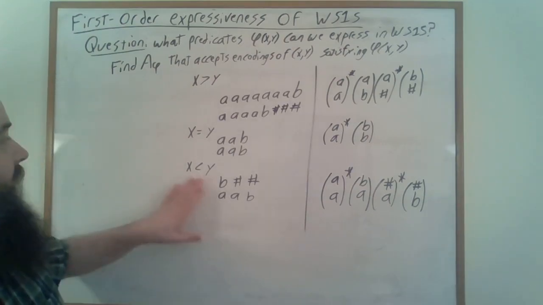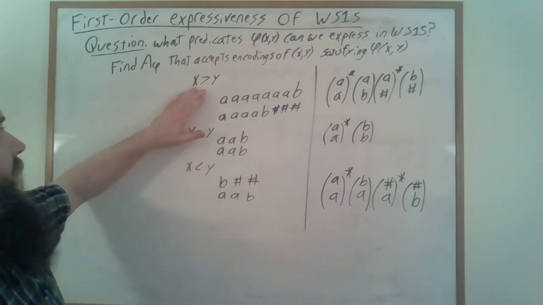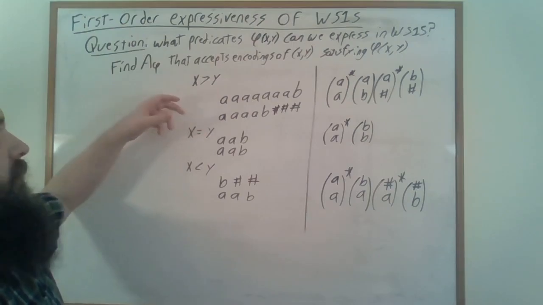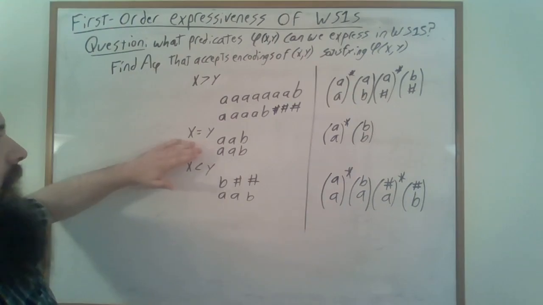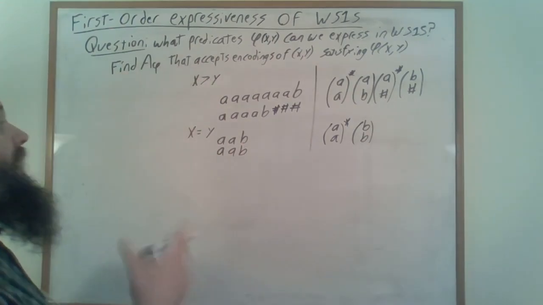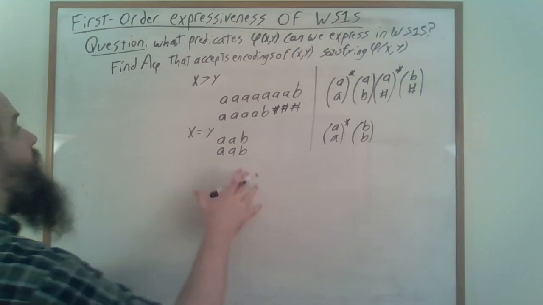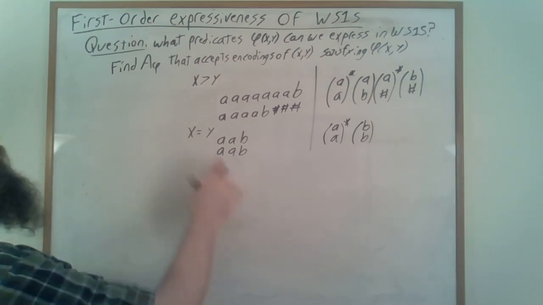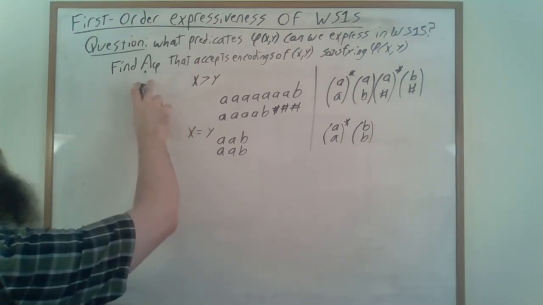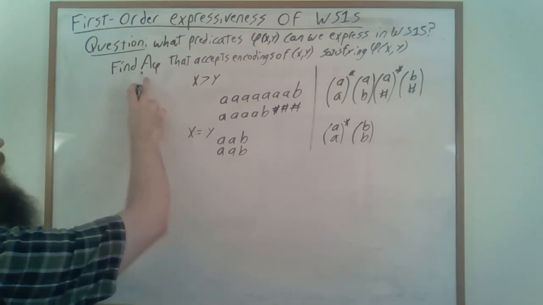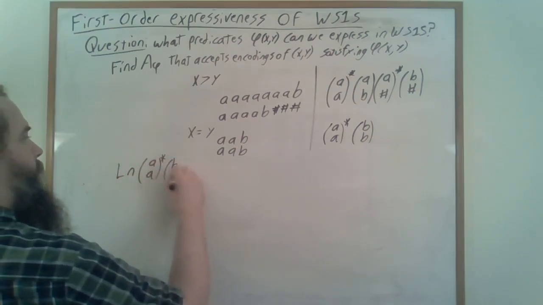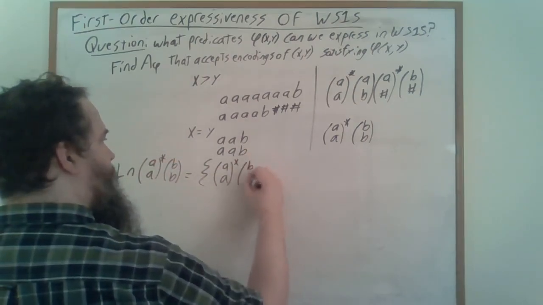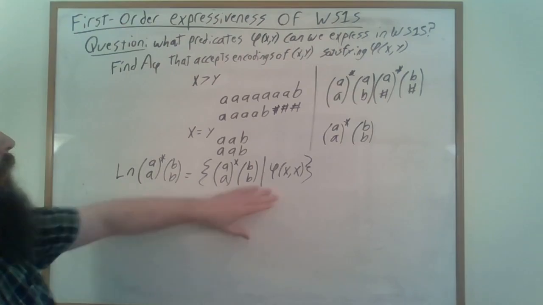The case when x is less than y is exactly like the case where x is greater than y. The variables have just been switched. But actually, let's start with the case where x is equal to y. We can isolate this case specifically by taking the language that our automaton accepts, let's call that language L, and intersecting it with this template here.